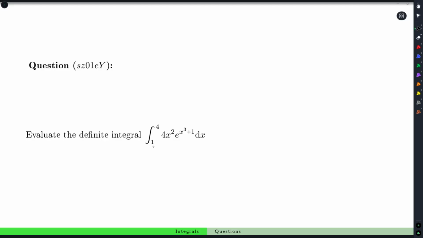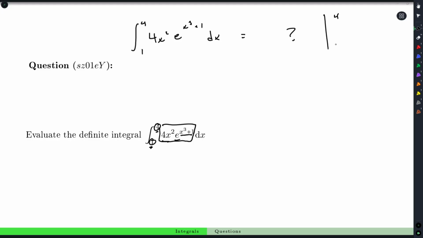Evaluate the definite integral from 1 to 4 of 4x squared e to the x cubed plus 1. Okay? Now, when I look at this, pretty elaborate expression. It's not something that I just, off the top of my head, know the antiderivative of, which is a shame, because in order to evaluate this definite integral, I need an antiderivative. So I need something, and then I'll plug in 4, and I'll plug in 1, and I'll take the difference. But the problem is, well, what is that something?